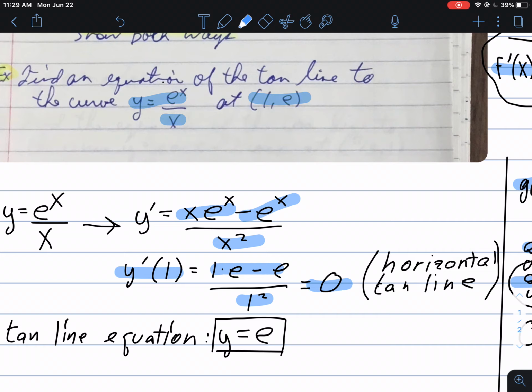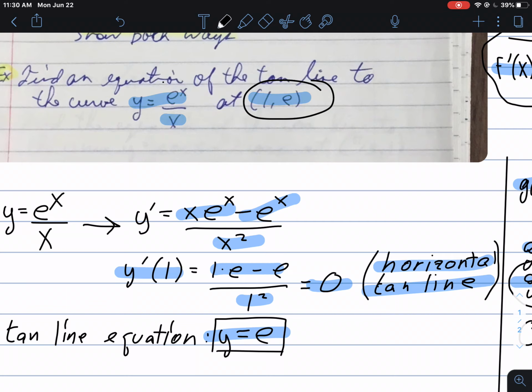Remember, that's the slope of our tan line. What if the slope of the line is 0? What does that tell me? It tells me that the tan line is horizontal. And if the line is horizontal, what does the equation of a horizontal line look like? It's y equal to some number, which would have to be the y coordinate of the point that the line passes through, right? So if I've got the point 1, e on my horizontal line, then the equation of that line would have to be y equals e, whatever that y coordinate is.